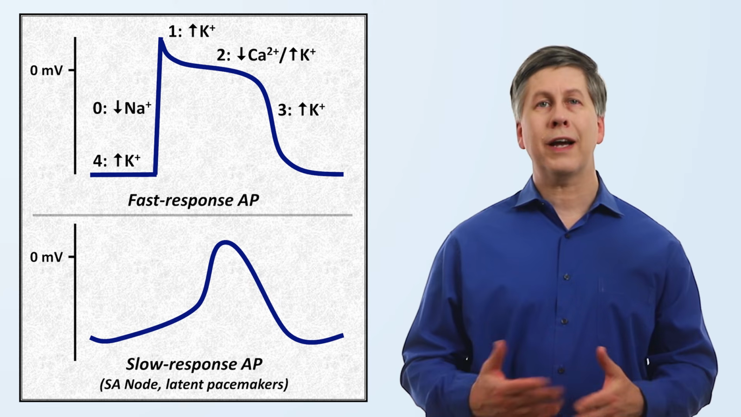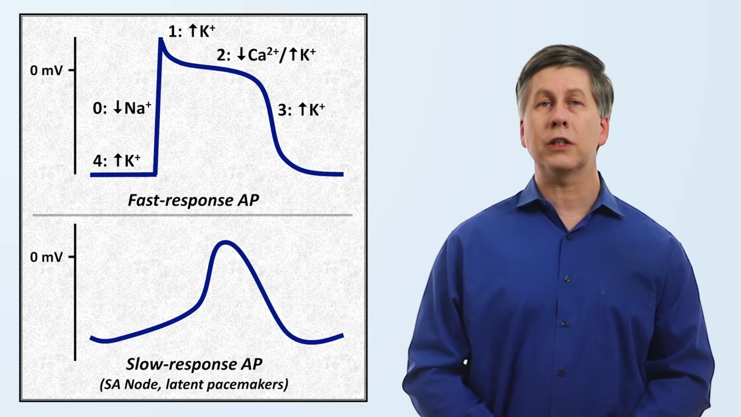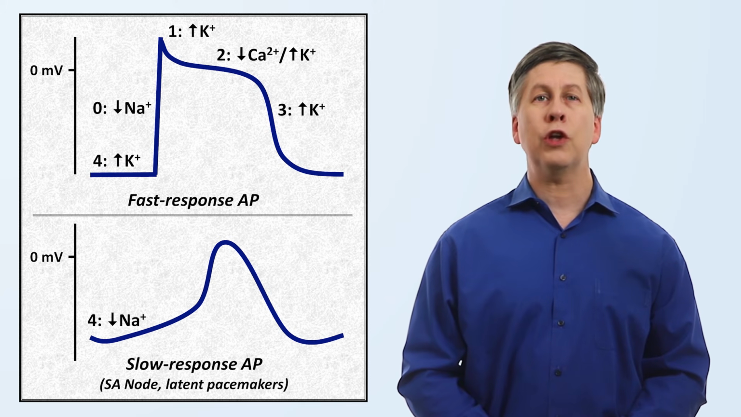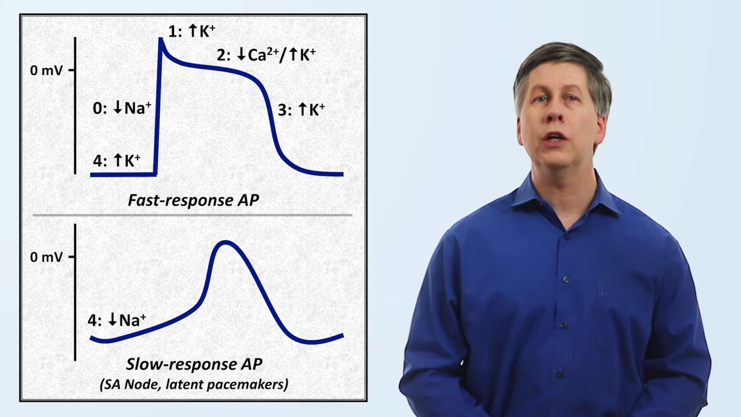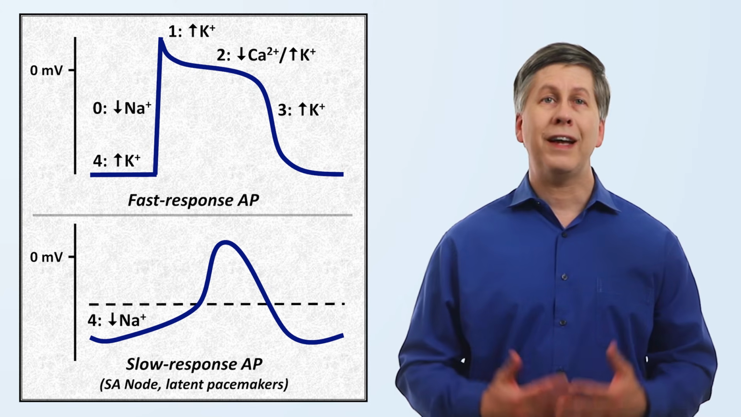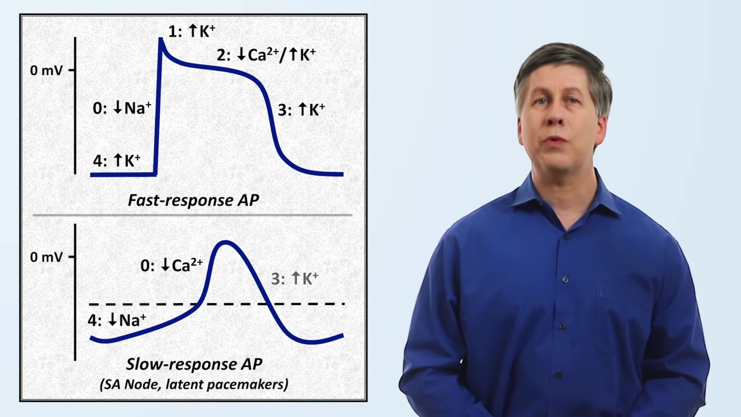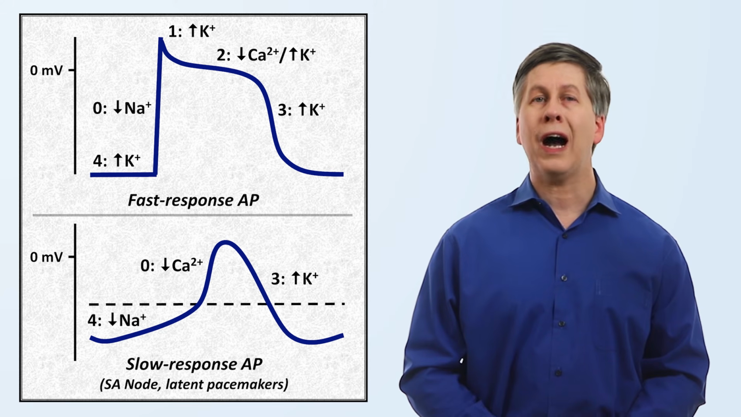In the slow response action potential, which is expressed within the SA node and latent pacemakers, phase 4 consists of slow spontaneous depolarization due to inward sodium current, usually called the funny current. When this slow depolarization hits the threshold potential, phase 0 is triggered due to inward calcium current, and phase 3 is repolarization due to outward potassium current.